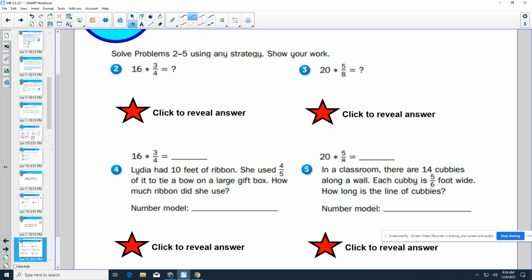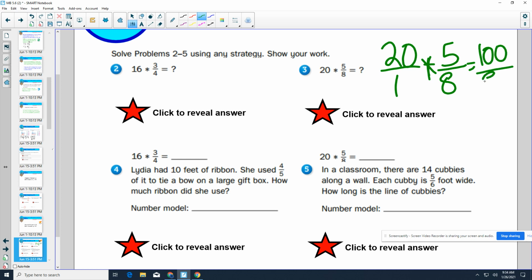So I'm going to do number 3 here. So let's look at this one together. So you could do 20 over 1 multiplied by 5/8. This is the way I like to do it because it's what I'm used to. So I get 100 over 8. Now I read that as a division problem. That's 100 divided by 8.